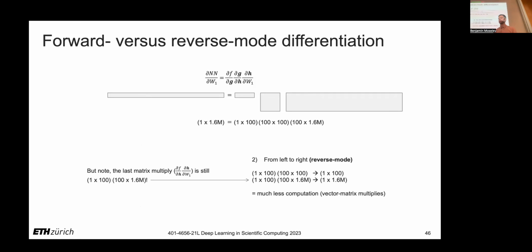Okay, so that's pretty good, but we still have one problem, which is this last matrix multiply here. We still have a matrix here, this dH by dW1, this Jacobian. It's still 100 by 1.6 million, so this is still a gigabyte in size.